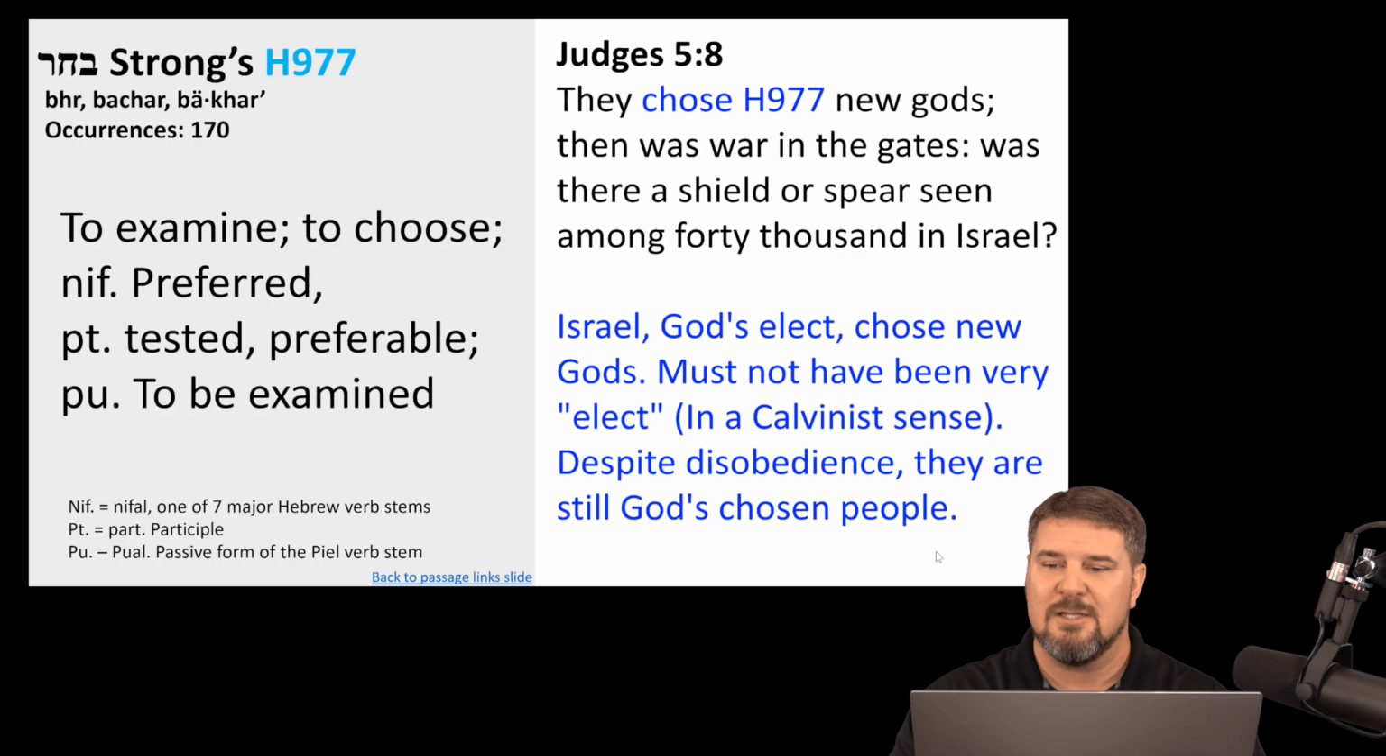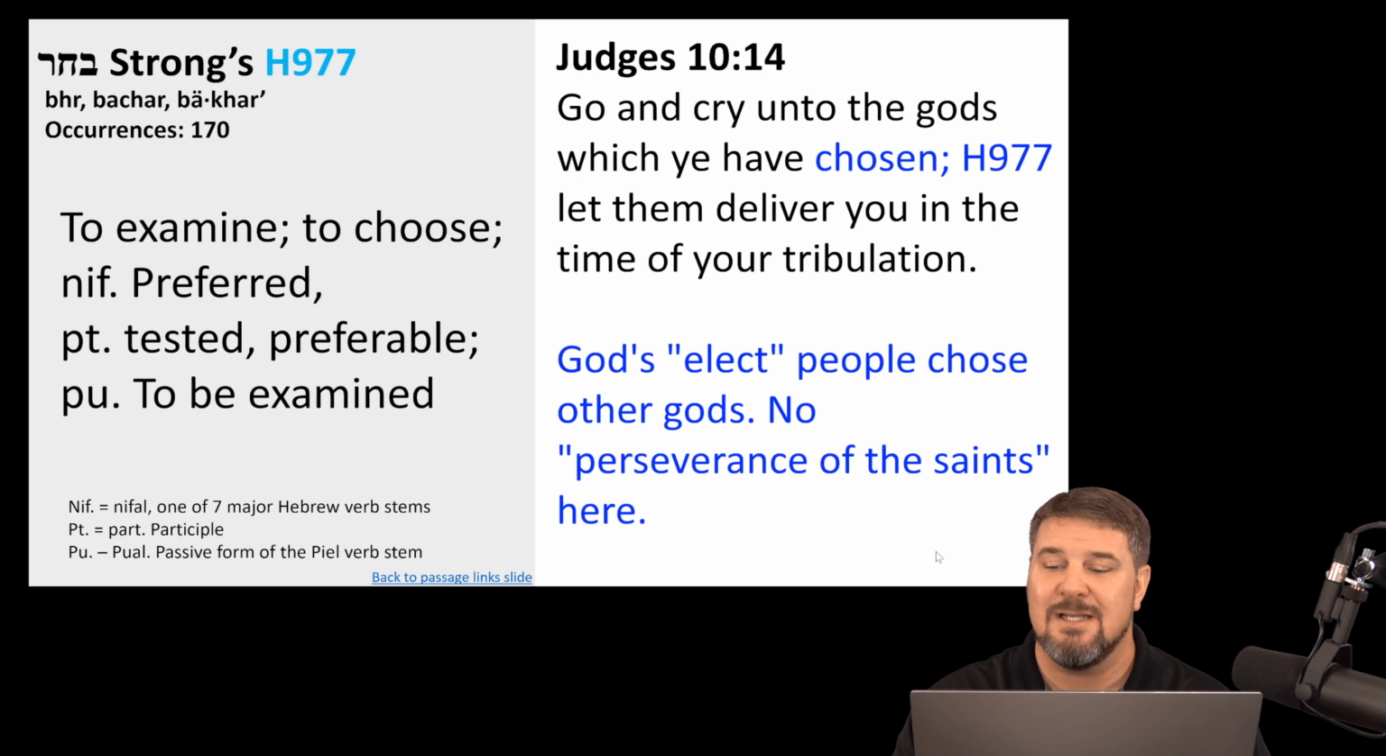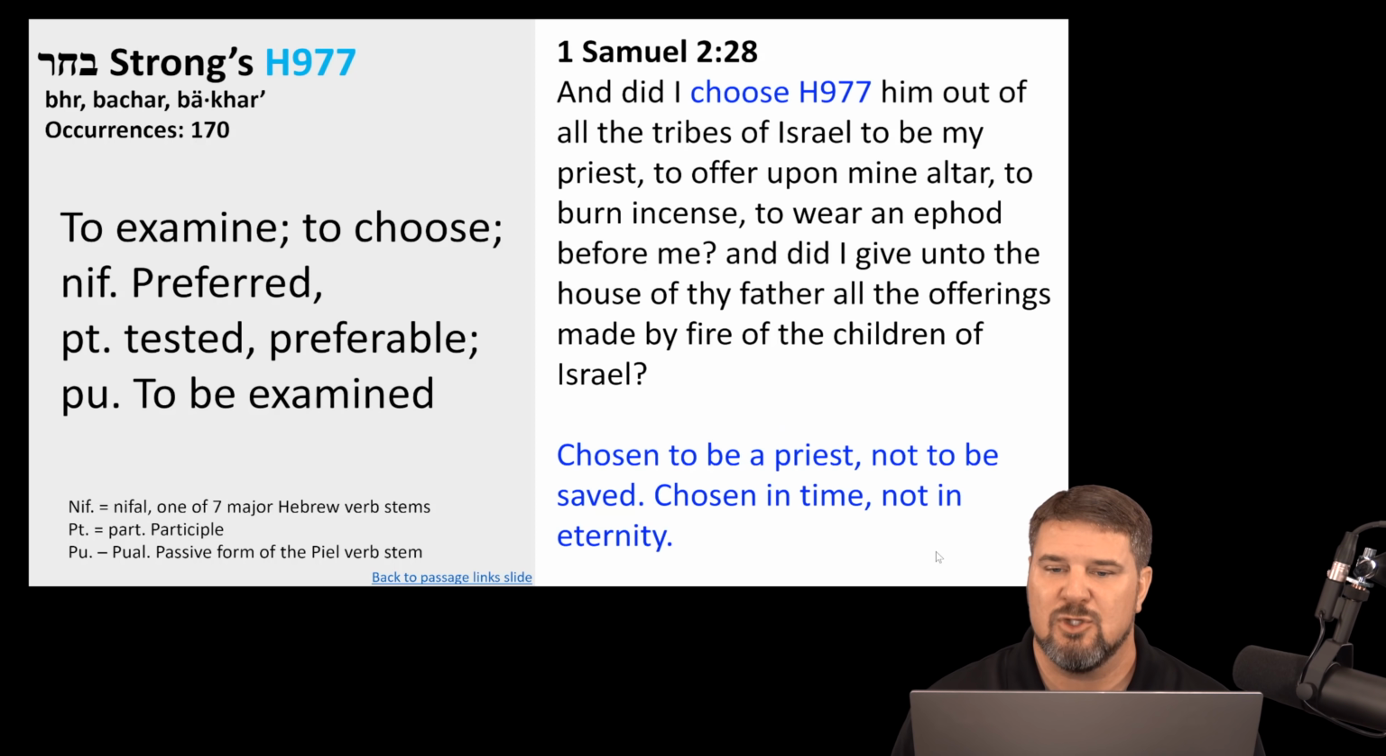Go and cry unto the gods which ye have chosen. Again, God's elect people chose other gods. No perseverance of the saints here. 1 Samuel 12:28, and I did choose him out of all the tribes of Israel to be my priest, and that's chosen to be a priest, not to be saved.